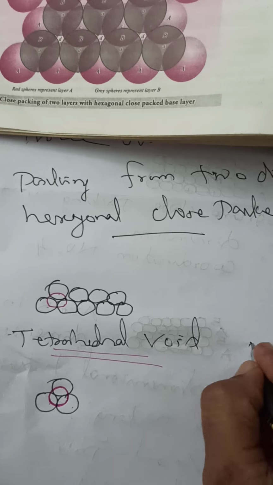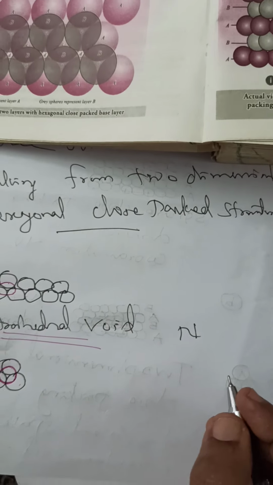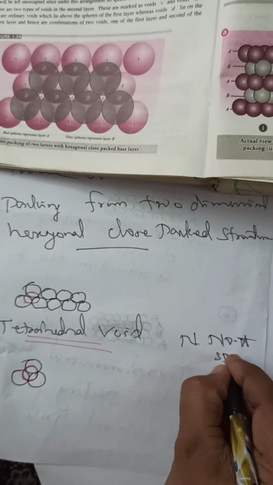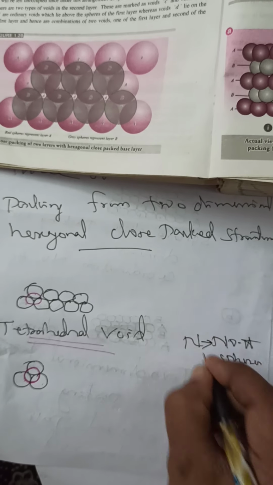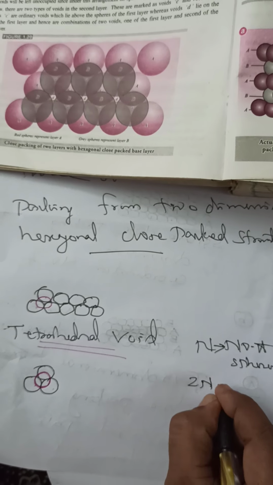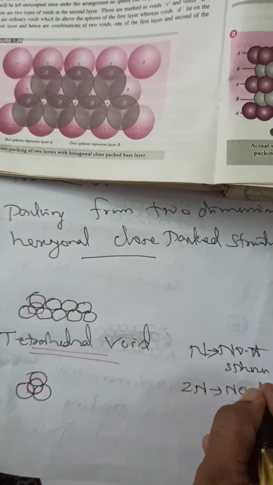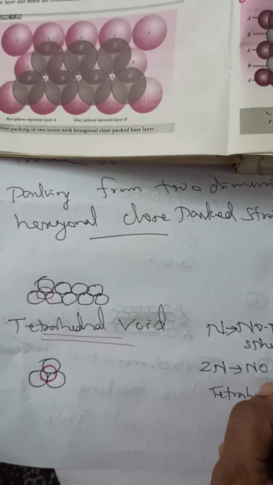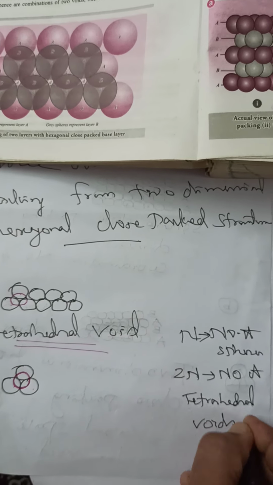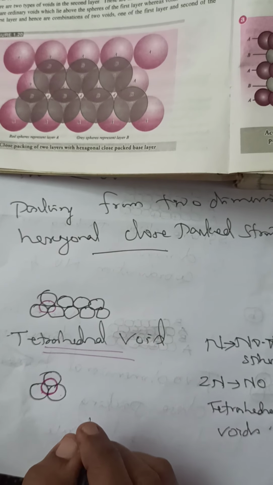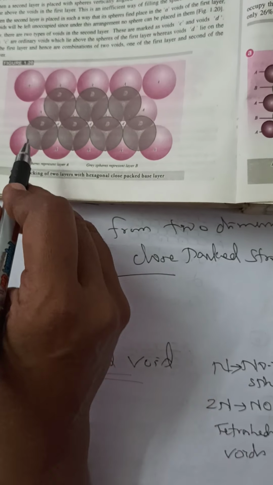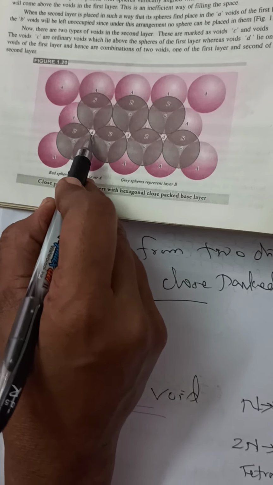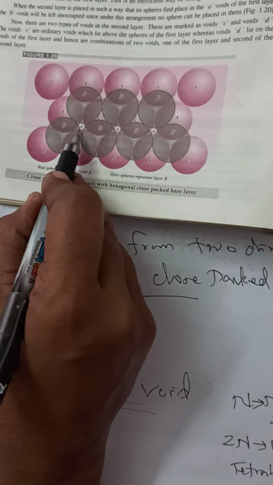Suppose n number of spheres are there, then there will be 2n number of tetrahedral voids. 2n number of tetrahedral voids will be there. Is it clear to you? Okay. Now this is a tetrahedral void. You will be able to see that the small letter D is written.